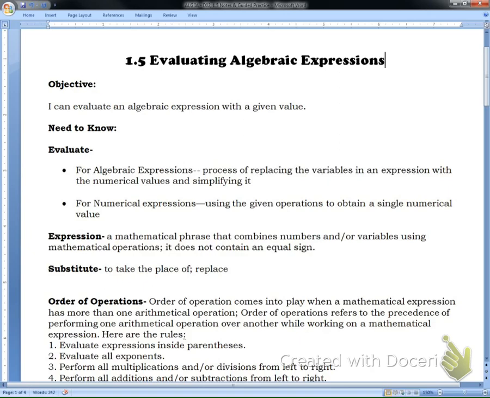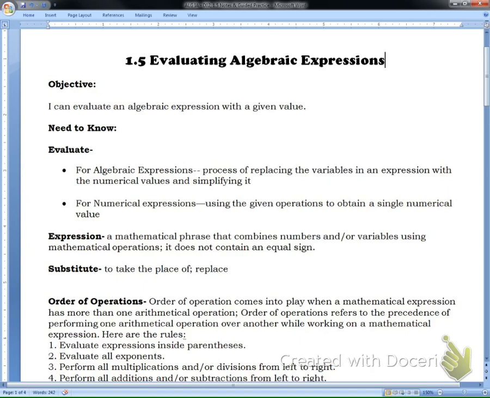So you can only evaluate numeric and algebraic expressions. This is not the same thing as what we're going to find out in the future here, called solving. So evaluating just means to get it down to a numeric value. When you're evaluating algebraic expressions, you're going to have to do an action called substitution or substitute. You're going to be told what the value of each one of the variables are equal to, and you're going to have to replace it.